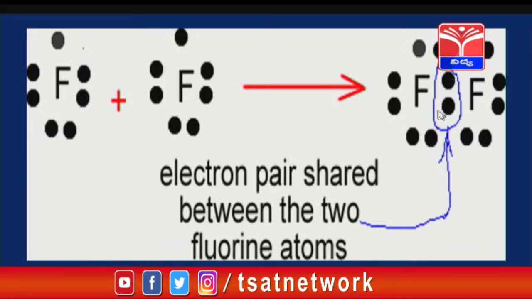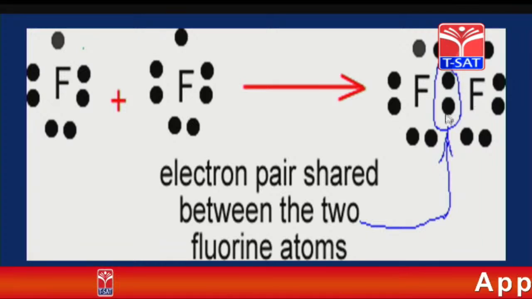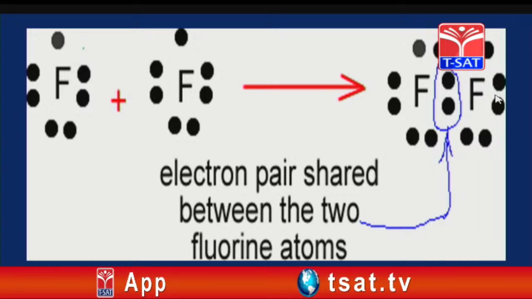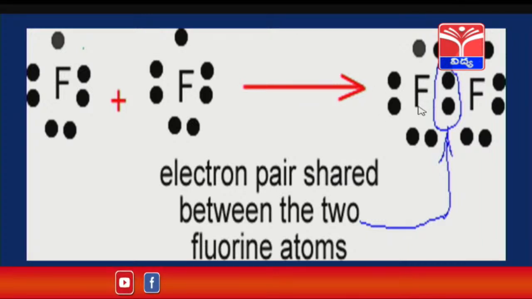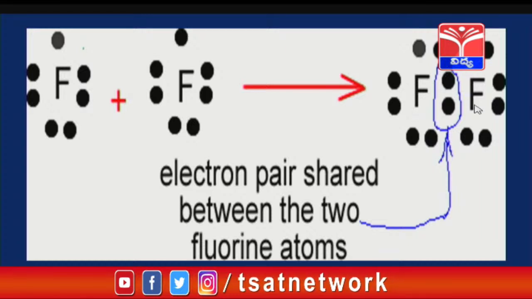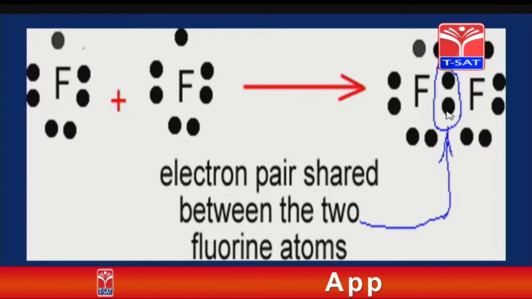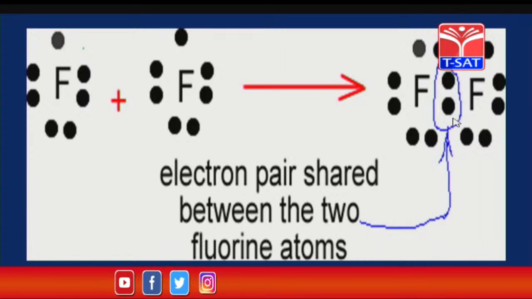So, if you look at this picture, this is the shared pair of electrons. 1 electron is contributed by this fluorine atom and the other electron is contributed by this fluorine atom. Thus, they are sharing one pair of electrons between them, forming a molecule which is called the F2 molecule. And here the bond which is formed between the two fluorine atoms is due to the sharing of electrons. So, it is called a covalent bond.